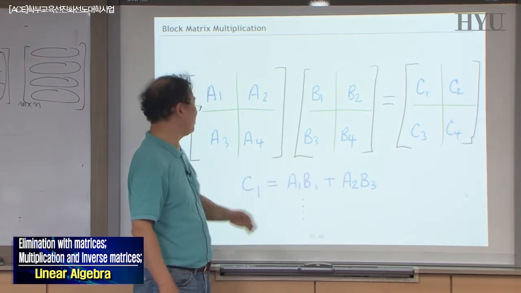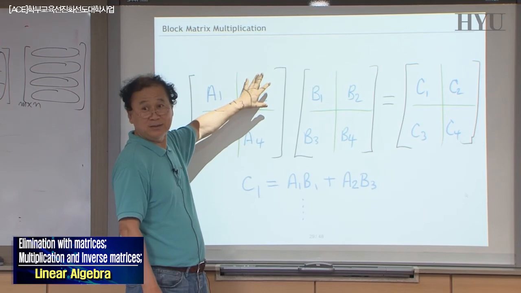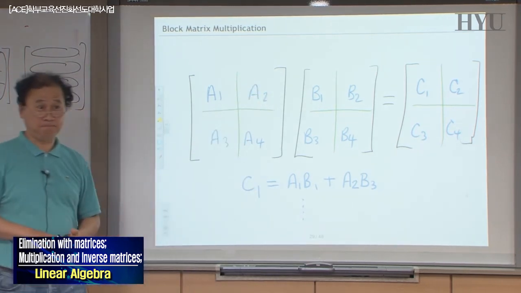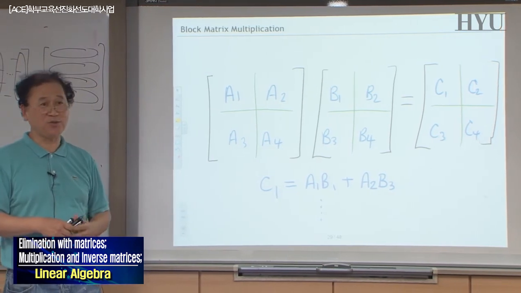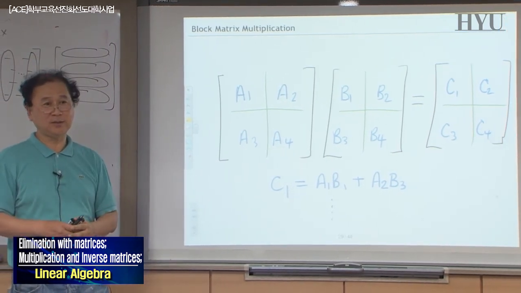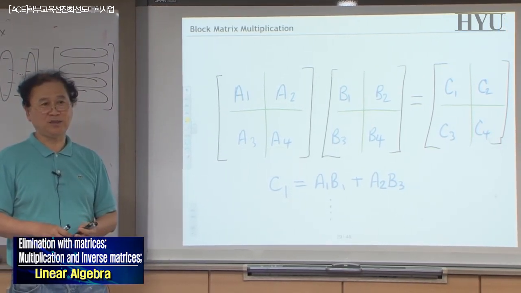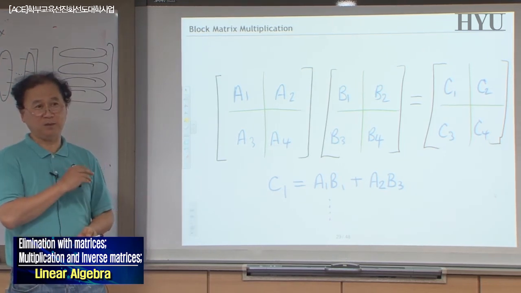Sometimes certain blocks are completely zero. Then you don't have to compute them. So lots of tricks are used to make matrix multiplication more convenient and efficient.